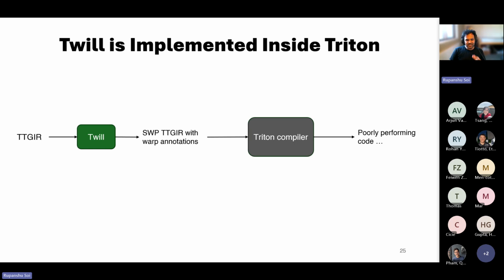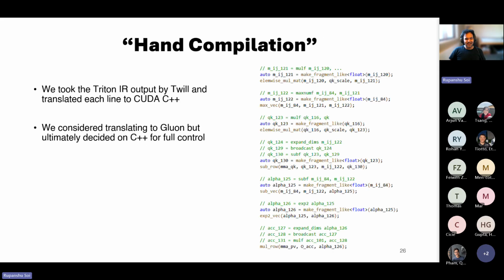And so to convince you that these schedules are real, we did what we call hand compilation. We took the Triton GPU IR produced by TWILL, and we translated each line to CUDA C++ by hand. We wrote this kind of code where in the comments, I give the IR instruction that I'm translating, and below that is the C++ code that implements that IR instruction. So we did this by hand.